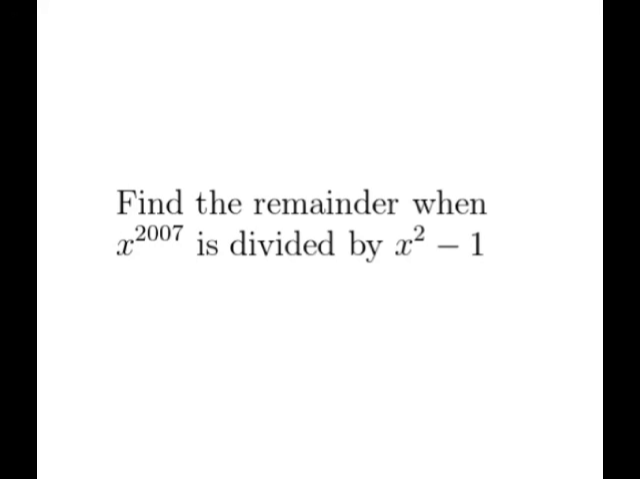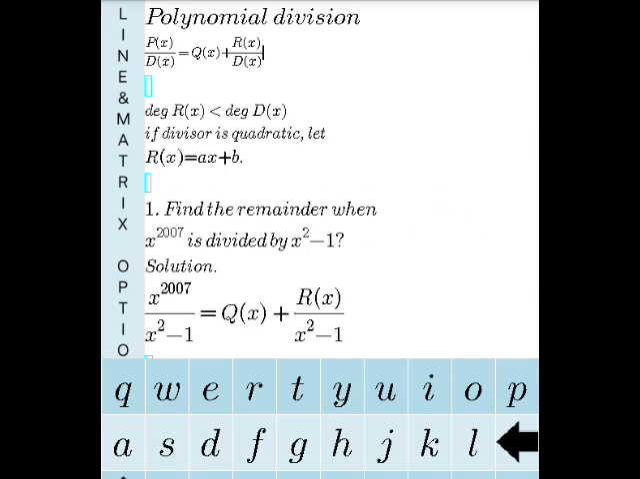Okay, number 1. Find the remainder when x to the power of 2007 is divided by x squared minus 1. So here's our solution again. This is what it looks like, right?